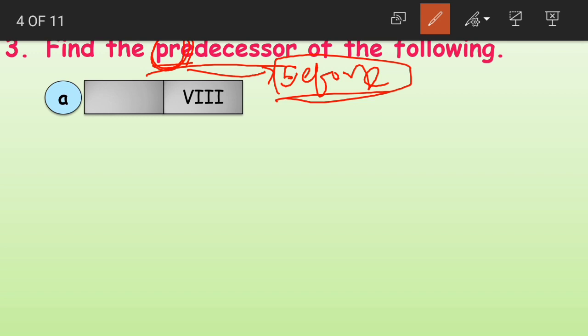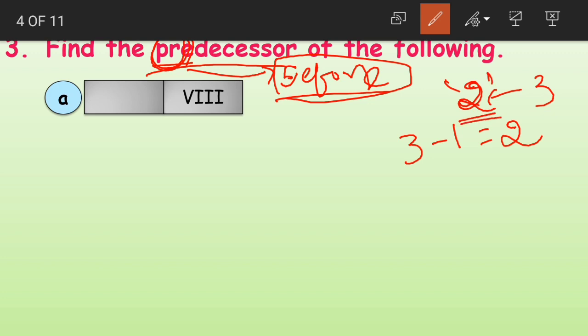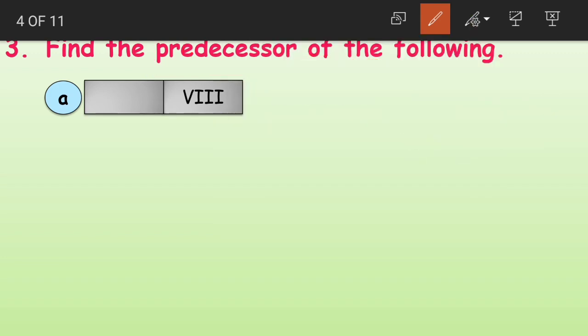Like when I say 2 comes before 3, how can we find out? 3 minus 1 is equal to 2, right? 2 comes before 3. How do we find it out? We can get it by subtracting 1 from 3. In the same way, for the predecessor, we subtract 1 from the given number.